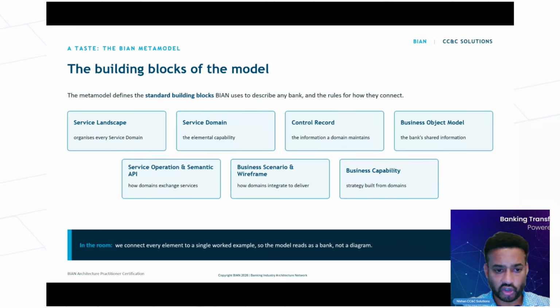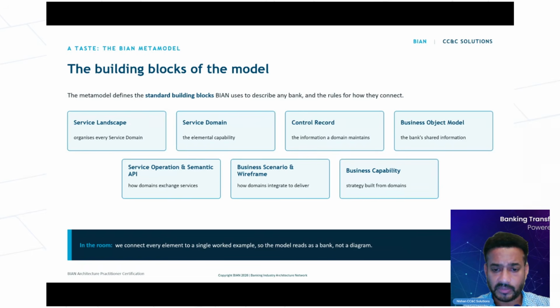The service operation and semantic APIs talk to the use of BIAN for interoperability and integration. So there is a very important role that's played on how service domains expose their services, because that is the mechanism through which they can be assembled and that they can easily be swapped in and out and reassembled in an agile manner without having to rewrite entire swathes of processes or software.